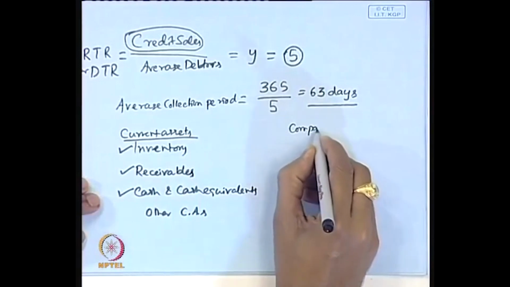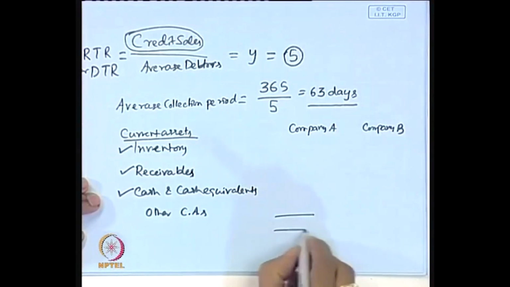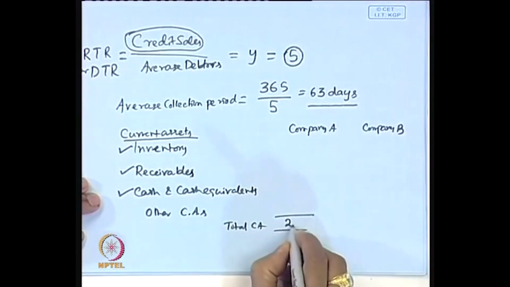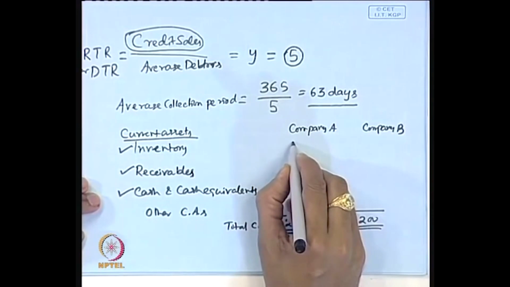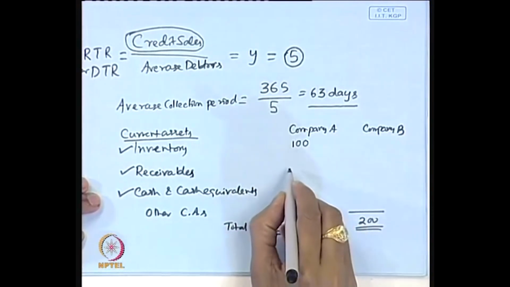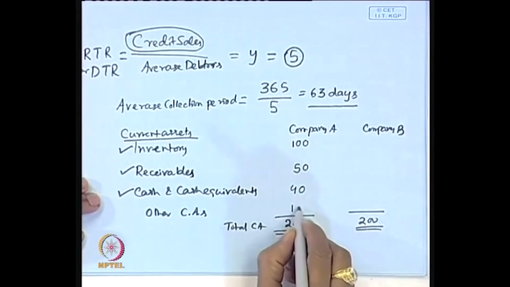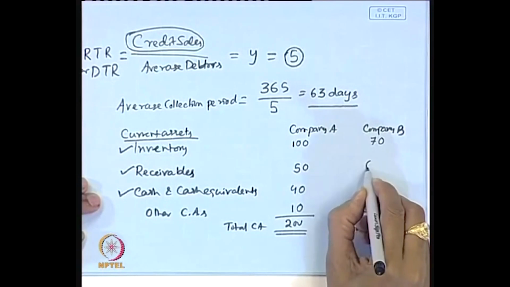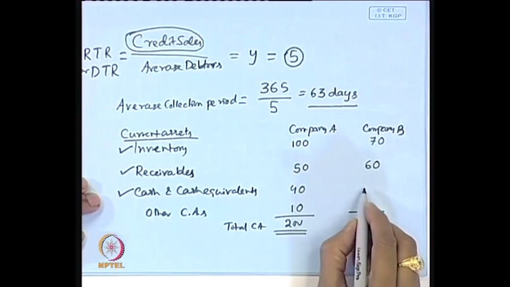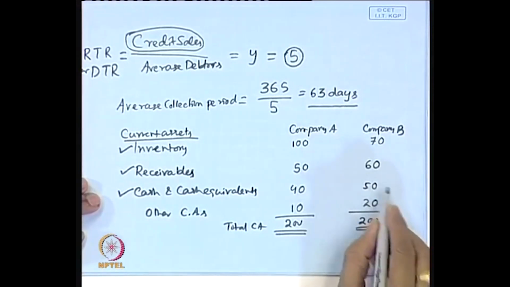So, let us say we have company A as well as company B, which has got total current assets of 200, whereas this company has 100 rupees in terms of inventory, 50 in terms of receivables, 40 in terms of cash and 10 in terms of other current assets, whereas this company has got 70 in terms of inventory, 60 in terms of receivables, then 50 in terms of cash and 20 in terms of other current assets.